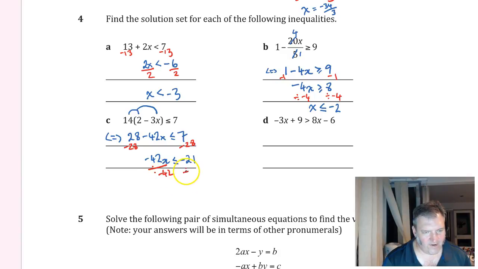Look, I nearly did it as a fraction there, but I'm reminding myself to do it this way. It doesn't actually matter. I could do it as a fraction. It's just reminding me that I need to change the direction of that sign because I'm dividing by a negative. So x is actually going to be greater than or equal to negative 21 divided by negative 42. That's just a half. As long as x is bigger than a half, I'll be okay. Let's check it. If x is 10, what have I got? 2 minus 30.